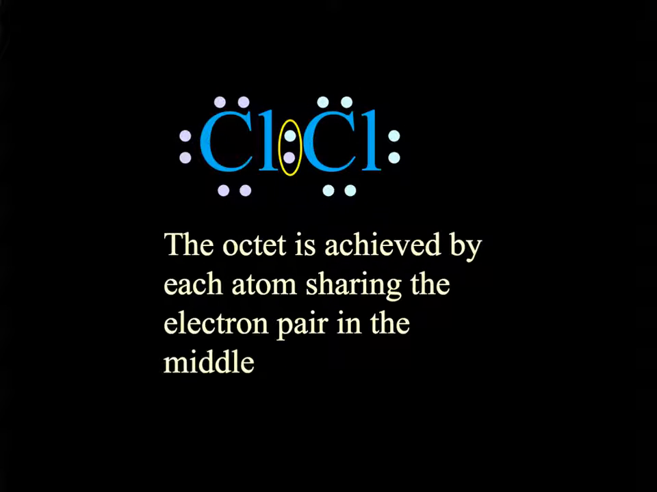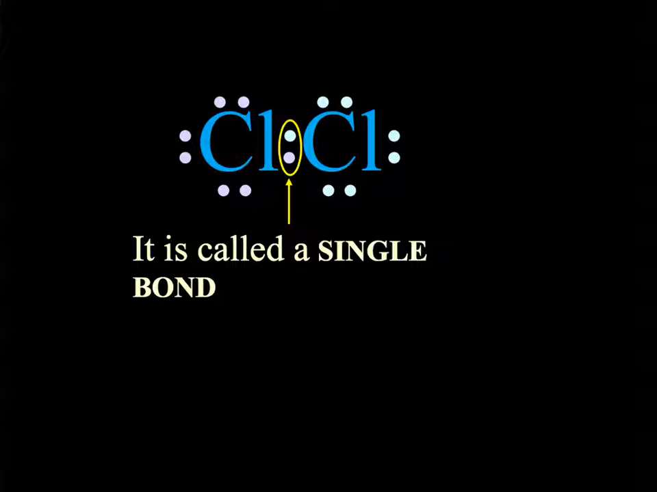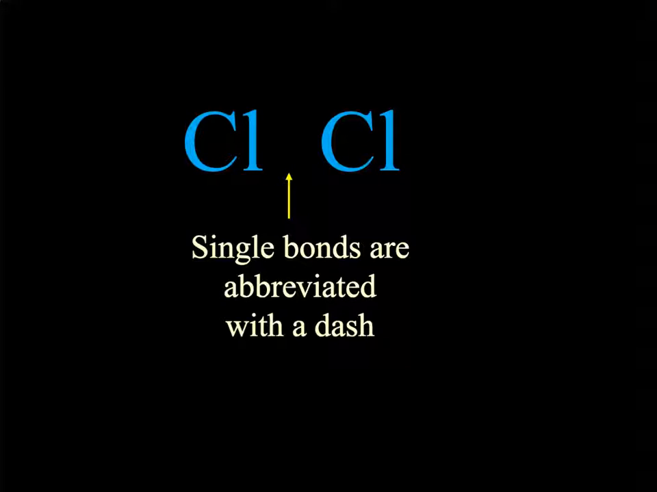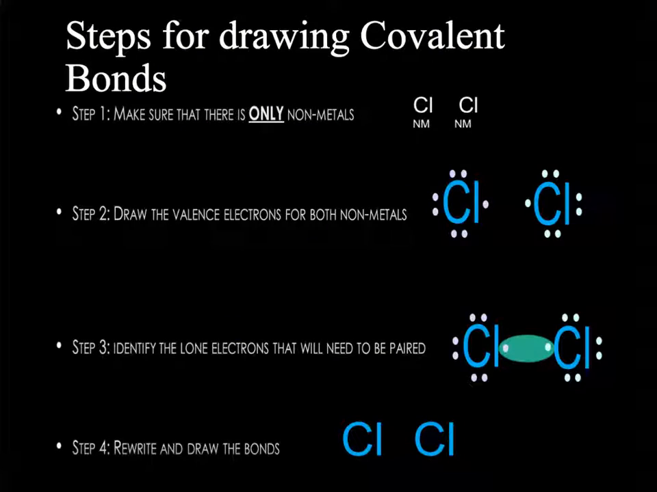All right, the octet is achieved. Also, you can see that that's where they're sharing their electrons. And that bond is a single bond because if you count, there's only 2 electrons there that they're sharing. So we call that a single bond. Now there should be a single bond between these 2 chlorine atoms. And what we do is we change the electrons and we make it a dash.